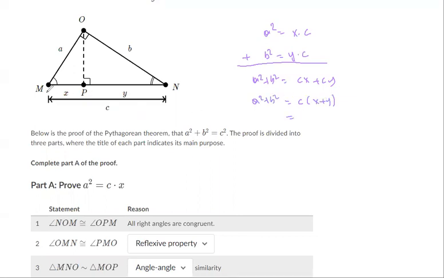And since X plus Y in this hypothesis is actually the same as C, then we can replace those, which is going to be C times C, and that will be C squared. And that is actually going to be our proof. So A squared plus B squared is going to be C squared.